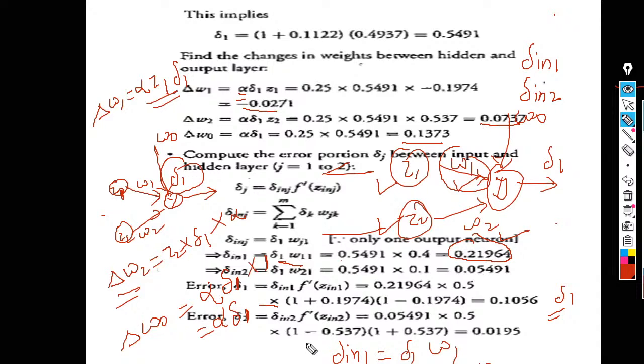Similarly for Z2, what we can do, we can multiply it by delta in 2, that is the input error which is coming to Z2, multiplied by f dash of Z in 2. Okay, f dash of Z in 2, and this is calculated, and it is what? 0.0195. So this is delta 2. So we got the error of Z1 output as what? Delta 1, and for Z2 we got as what? Delta 2. So once we got this one, we can use the similar formula which we use over here, okay, to calculate the change in weights of input weights of V, right? And that we can calculate. So let's calculate that one.